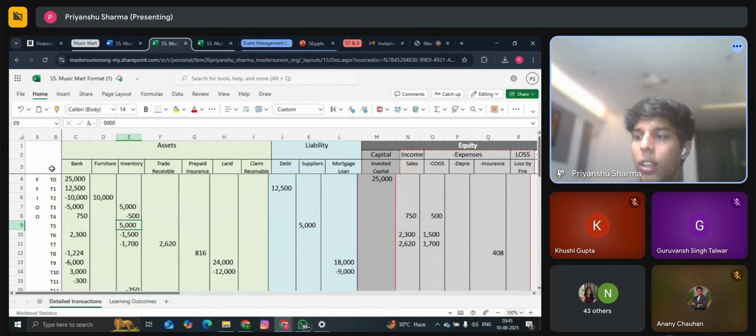Next, since we've taken inventory from one of our suppliers and he has given a short-term loan to us, please take a note here.